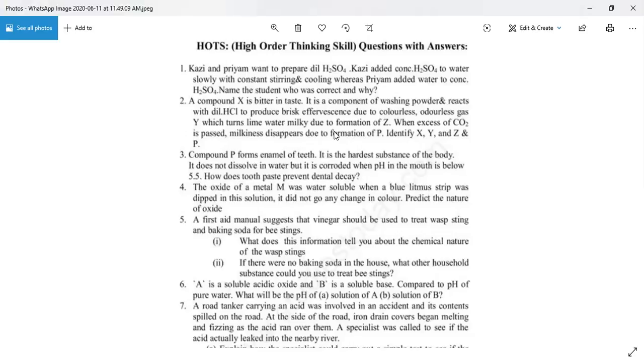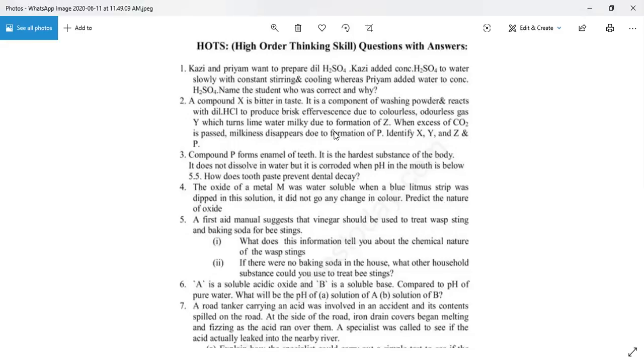Third one, compound P forms enamel of tooth. It is the hardest substance of the body. It does not dissolve in water, but it is corroded when pH of the mouth is below 5.5. How does toothpaste prevent dental decay? What is the compound P? Calcium hydroxyapatite. Calcium hydroxyapatite, right?